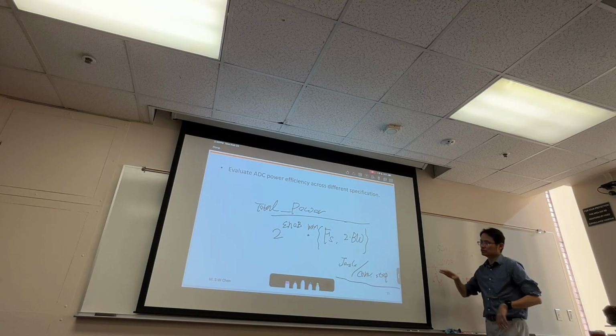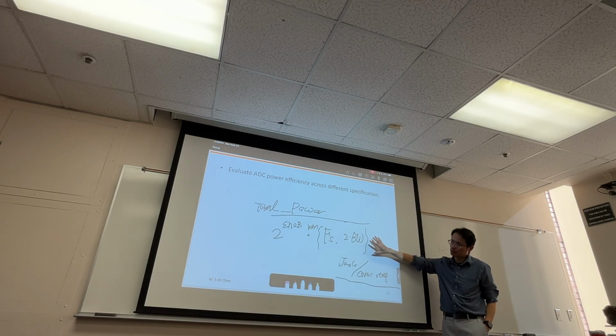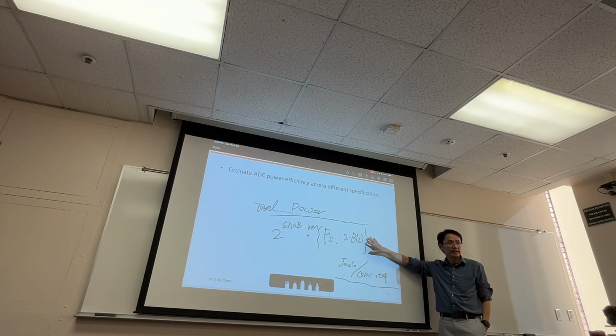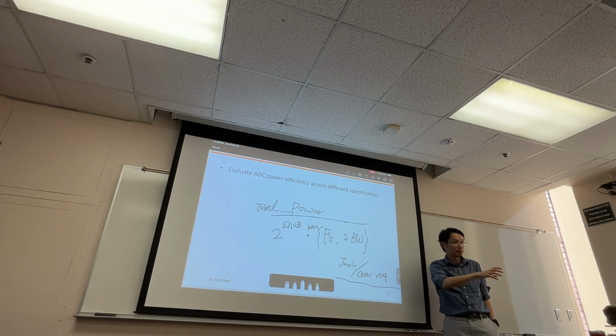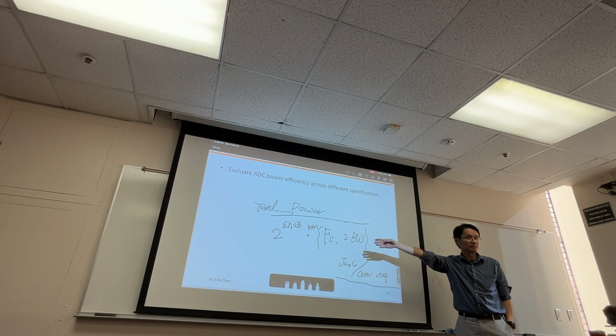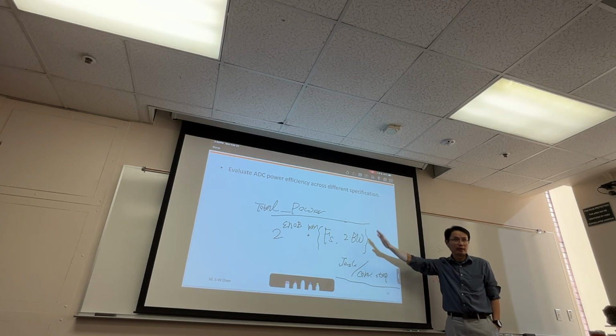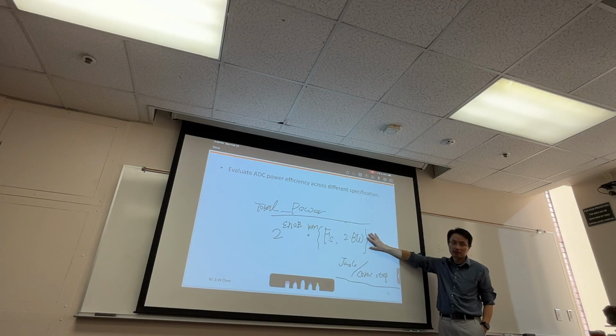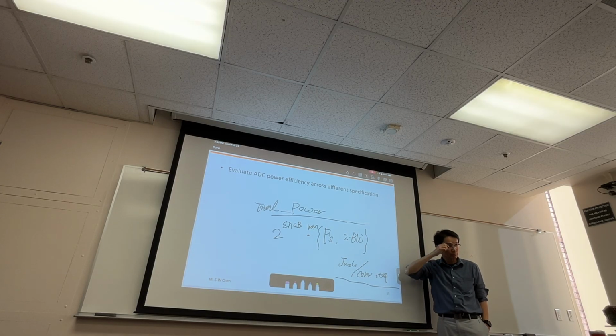So the first time Walden created this figure of merit, his intention was so I can fairly compare with all the ADCs in the world. That was his intention. But over the years, it turns out that they start to fall apart.